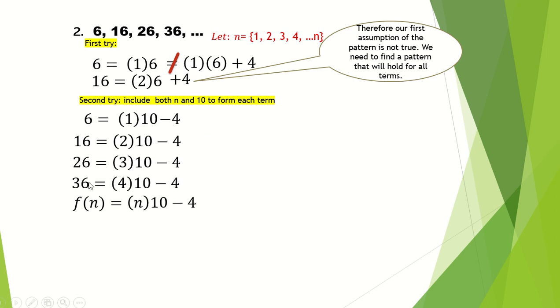So with the next term, f of n is equal to n times 10 minus 4. f of n is equal to 10n minus 4. And the explicit formula is a sub n is equal to 10n minus 4. Okay?